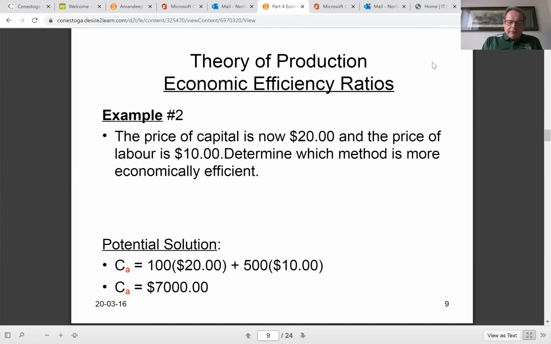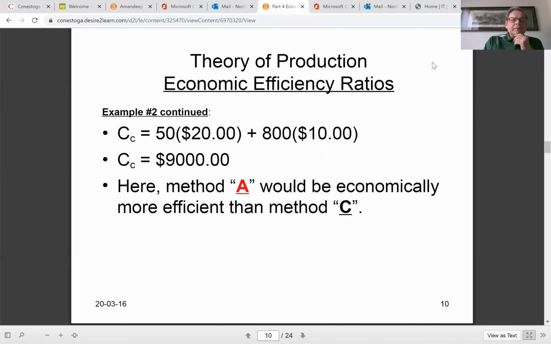Example number 2, the price of capital now is $20 and the price of labor is $10. Determine which method is more economically efficient. In this case, method A, using the same formula, comes in at $7,000. Method C comes in under the new scenario at $9,000. Here, method A is economically more efficient than method C because it comes in at the lowest cost.